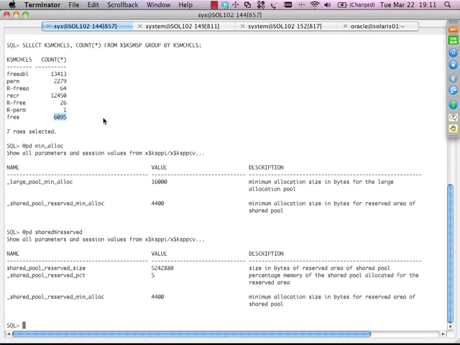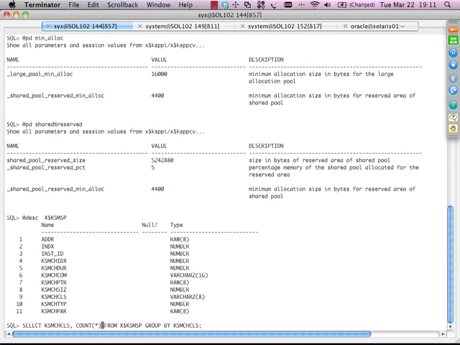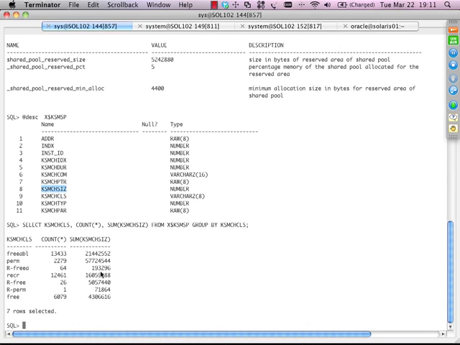So we see that many free chunks. I'll talk about the other chunks shortly, but just knowing how many free chunks we have is not enough, because we don't know whether these chunks are 20 bytes in size or 200 kilobytes each, right? So we actually want to see the size of these chunks. In addition to count star, I will want the sum as well. I want to see the total size of the chunks. So you see, this is now in bytes. And I see that, hey, we have 4 megabytes of free memory in the shared pool.